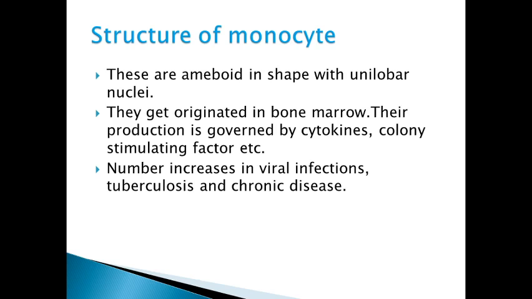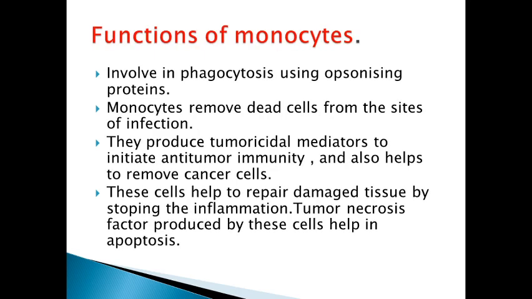The monocyte is an agranulocyte. Agranulocyte means what? Granules are not present there. When we observe the structure of monocyte, it is amoeboid like an amoeba and has a unilobe nucleus, or one lobe nucleus. They originate in bone marrow and their production is also governed by cytokines and colony stimulating factor. So whenever the number of monocytes increases, that indicates chronic infection, viral infection and tuberculosis.